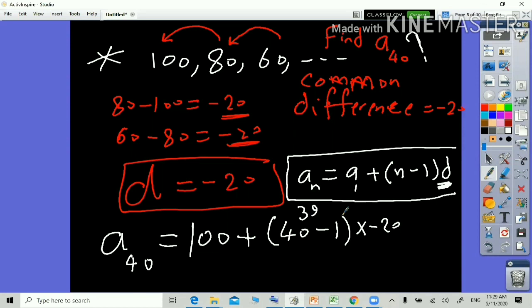So you will have negative 680. This is the term number 40. If you keep writing 100, 80, 60, 40, 20, and so on, at the term number 40 you will have negative 680. Okay? Till now, do you have a question? We have learned how to find any term of the sequence.